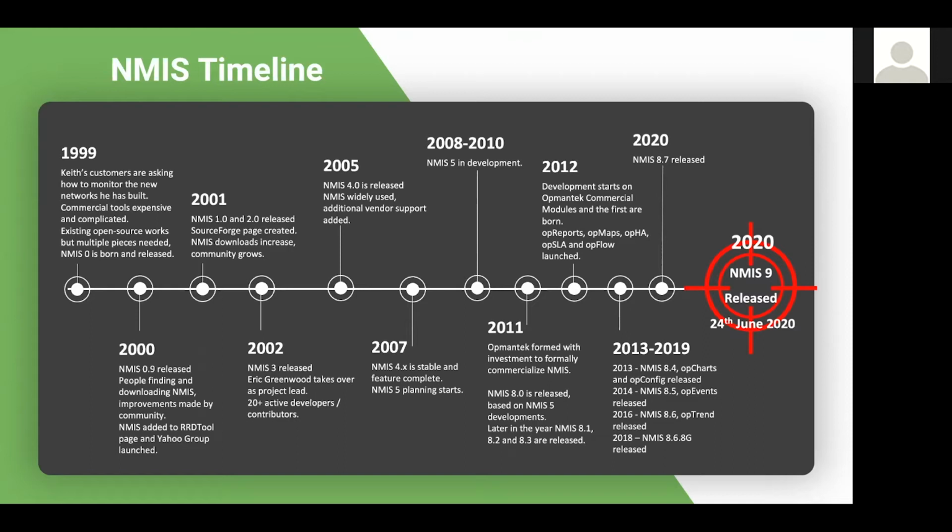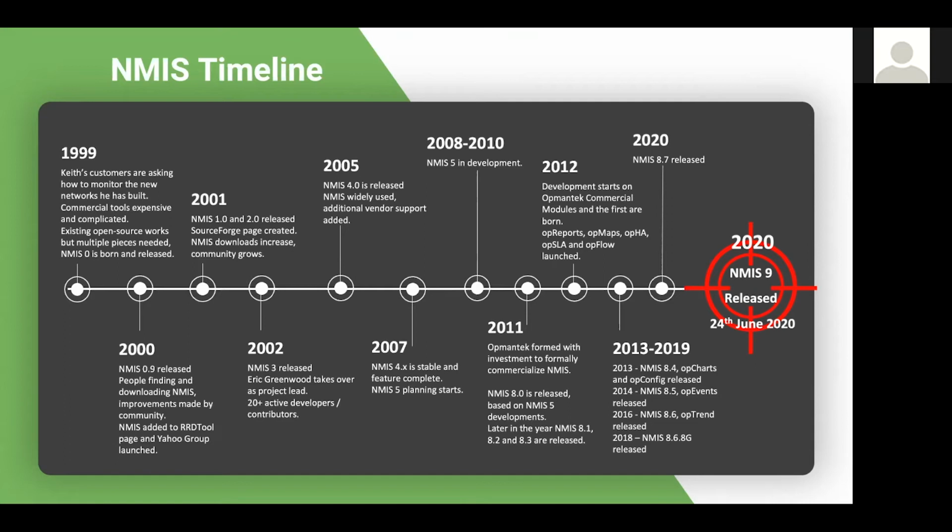Danny Marr contacted me, and long story short, Opmantek was formed to commercialize NMIS. So we took NMIS 5, called it NMIS 8, because there had been a bit of a time between NMIS 4 being released, and we released NMIS 8 in April 2011. And then later that year, 8.1, 8.2, and 8.3 were released in great succession. Funnily enough, 8.3 was our fourth major release, and version 8 was pretty solid by then.